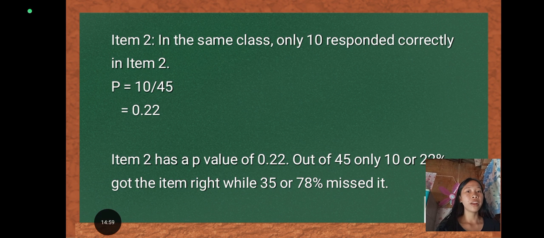Here is another example. In the same class, only 10 responded correctly in item number 2. So P equals 10 divided by 45, which equals 0.22. So item 2 has a p-value of 22%. Out of 45, only 10 or 22% got the item right, while 35 or 78% missed it.